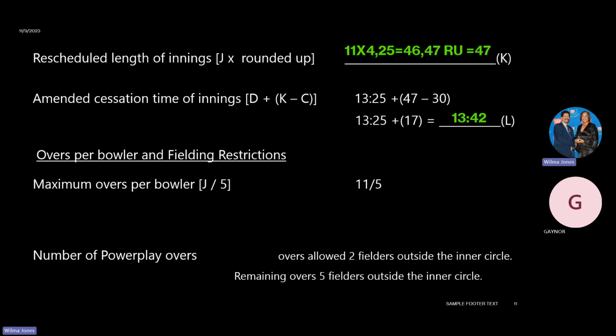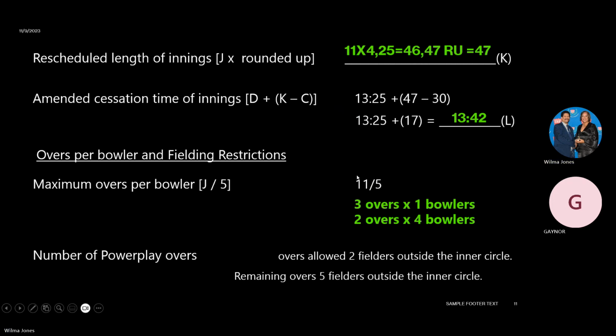Remember, there are 11 overs left, and we divide it by 5 because there are 5 bowlers. That will be 3 overs. One bowler will bowl 3 and 4 bowlers will bowl 2. Are you happy with that? Do you get the same calculation? I've got the same calculation.